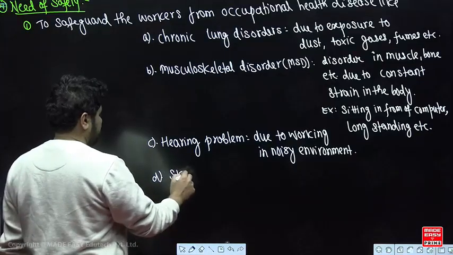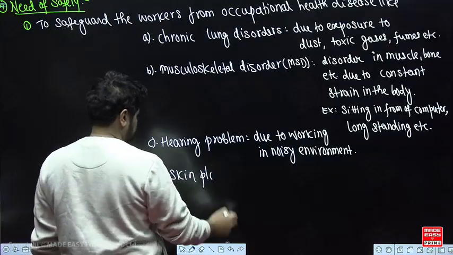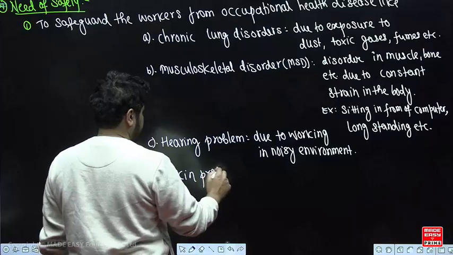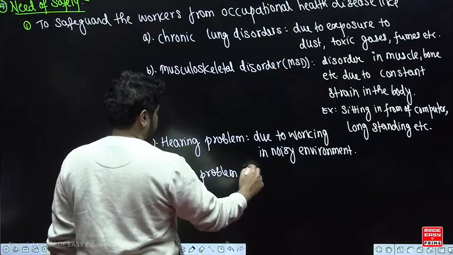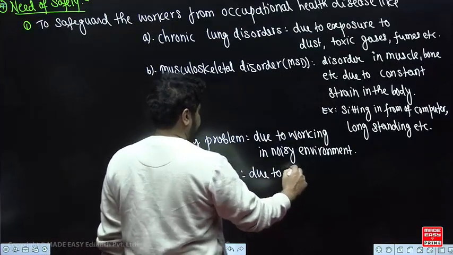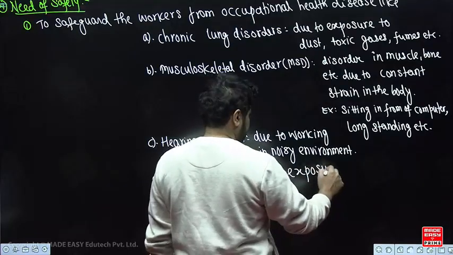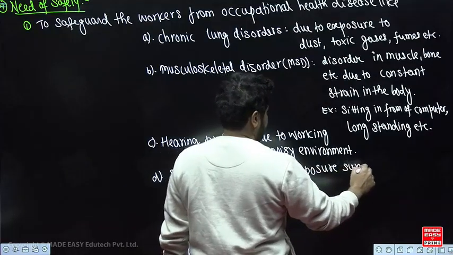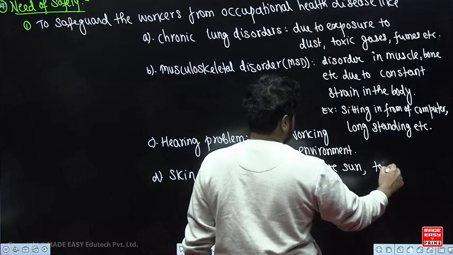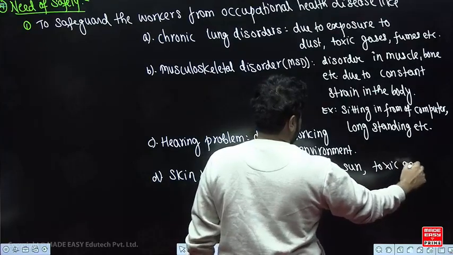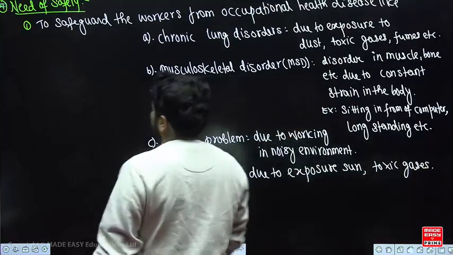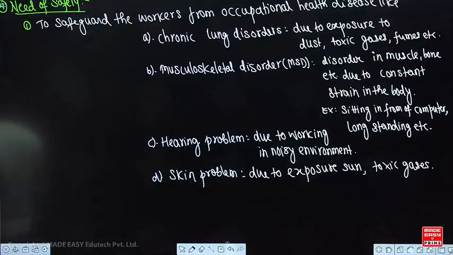Similarly we have skin problem, due to exposure to sun या टॉक्सिक गैसेस एटसेट्रा, है ना, ये सारी चीज़ें क्या होता है। सो इसके लिए हमें सेफ्टी की होना ज़रूरी है, isn't it?